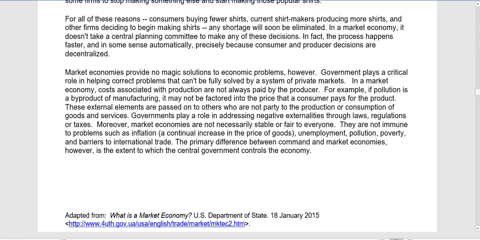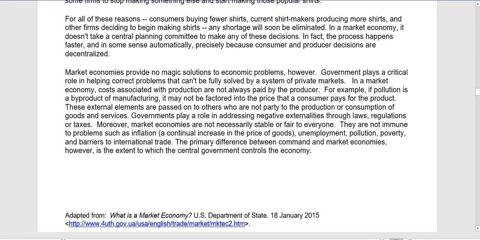pays for the product. These external elements are passed on to others who are not party to the production or consumption of goods and services. Governments play a role in addressing negative externalities through laws, regulations, or taxes.